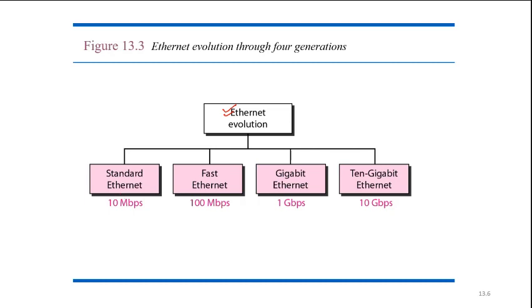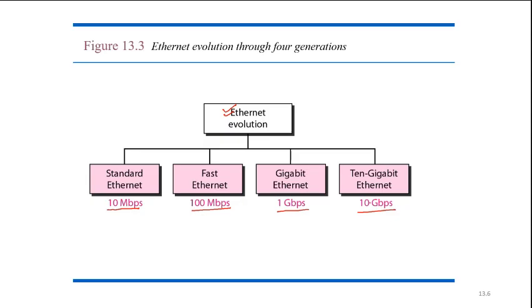These different evolutions are: first the standard Ethernet, that is 802.3, then fast Ethernet, then gigabit Ethernet and 10 gigabit Ethernet. Different evolutions are there based on the speed. Standard Ethernet has only 10 Mbps speed, fast Ethernet has 100 Mbps, gigabit Ethernet has a speed of 1 Gbps, and 10 gigabit Ethernet has 10 Gbps. So in LAN or Ethernet, there are different generations or evolutions, and based on higher technologies, they have a higher data transfer rate.